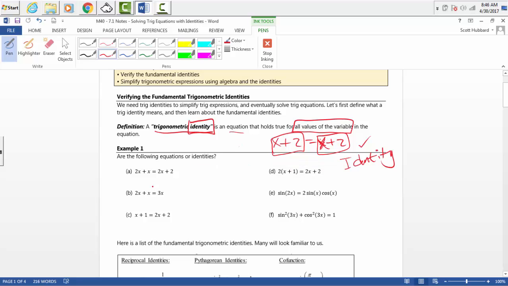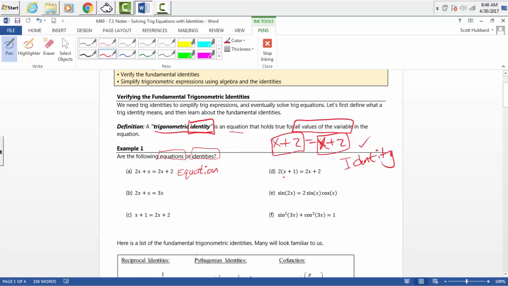So down here at A is 2x plus x equals 2x plus 2. Is that an equation, so it has only one answer for x, or is that an identity? Well, that's definitely an equation because that left side does not equal the right side all the time. It's only true for a certain value of x, which will be 2. So that's an equation, not an identity.